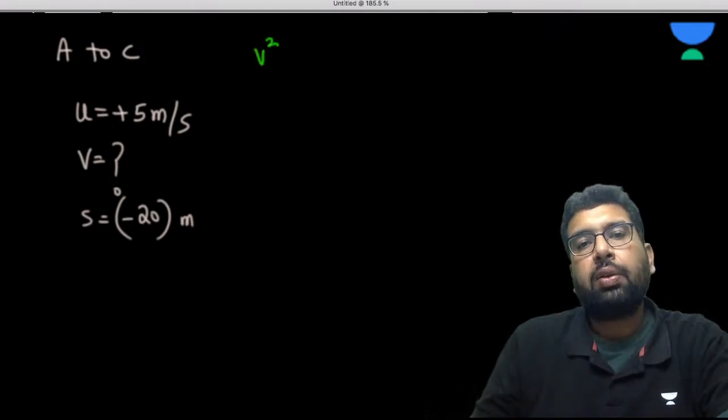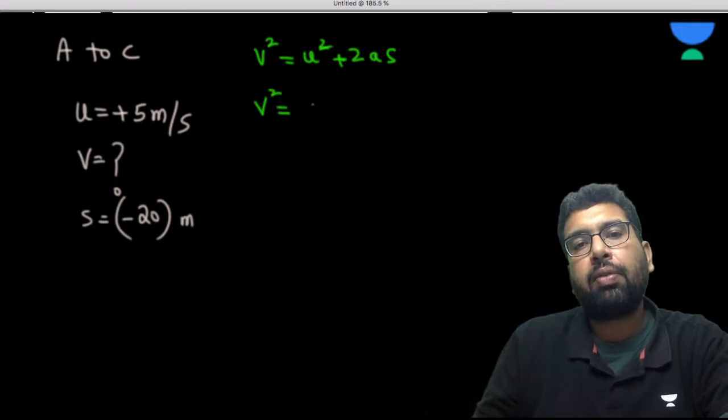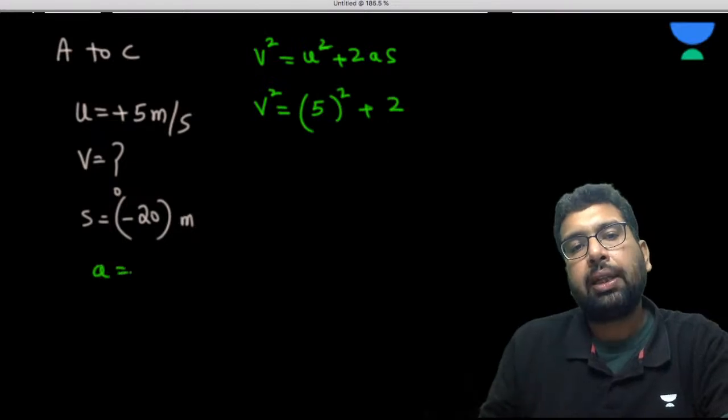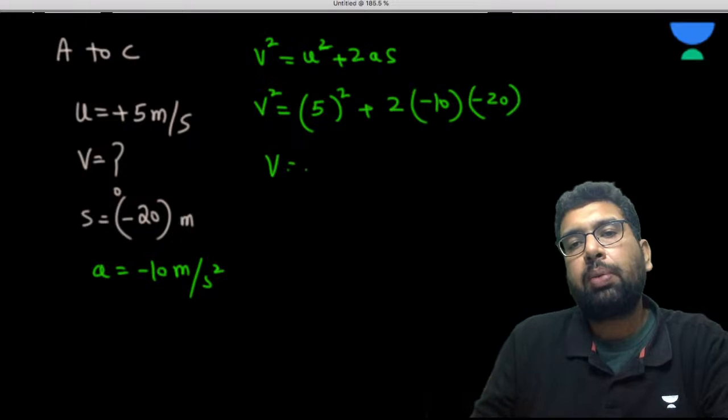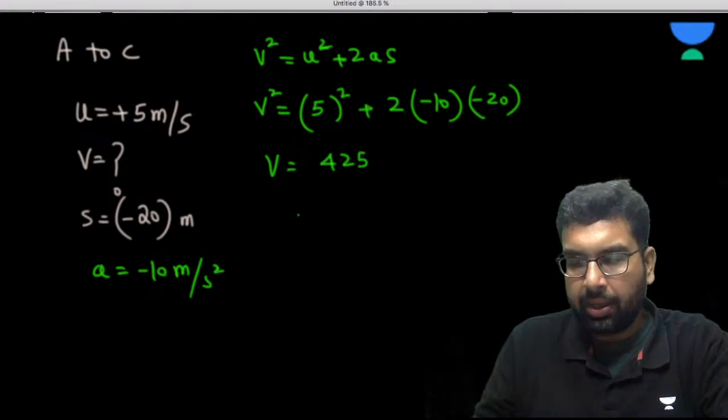So v square is equal to u square plus 2as. So what is this v? We have to find it. What is this u? So this is 5 square. This is plus 2. a is always minus 10 in this case because it is acceleration due to gravity. So this is going to be minus 10 and the displacement is minus 20. So it is going to become, see, 2 times 20 is 40, and 400... 425.